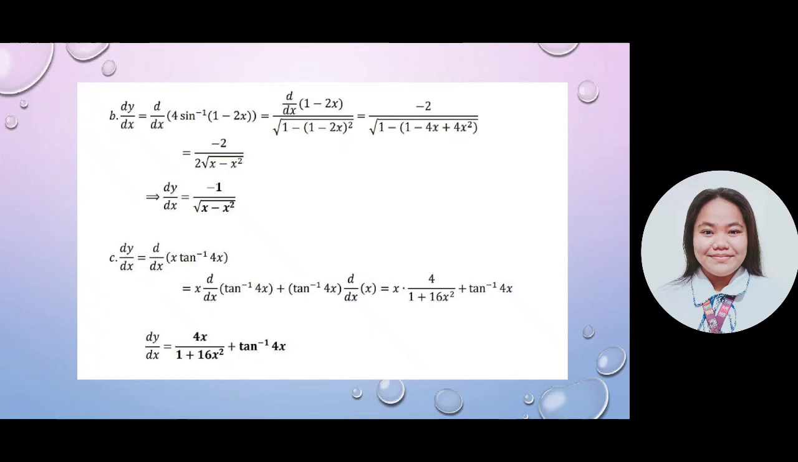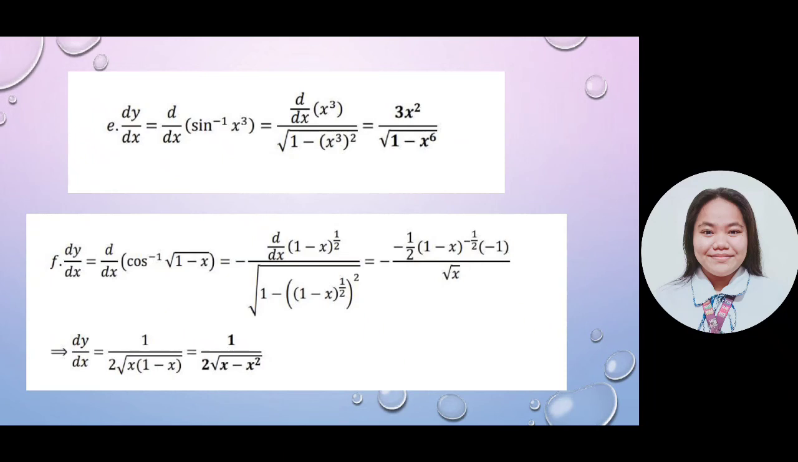Minus x squared. So y equals sine raised to the negative 1 of x cubed. If we take the derivative of inverse sine, the formula is d over dx of sine raised to negative 1 of u equals the derivative of u over square root of 1 minus u squared, so the derivative of sine raised to negative 1 of x equals 1 over square root of 1 minus x squared.